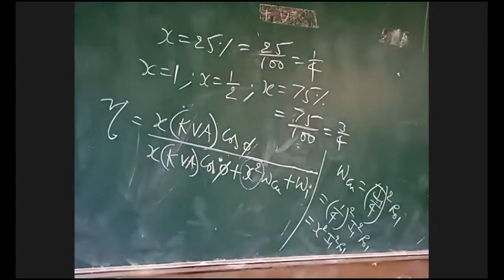Suppose it is 100% load, X is 1. If it is full load, X is equal to 1. If it is 3/4 load, X is 3/4. Is it clear why I am taking X square there?